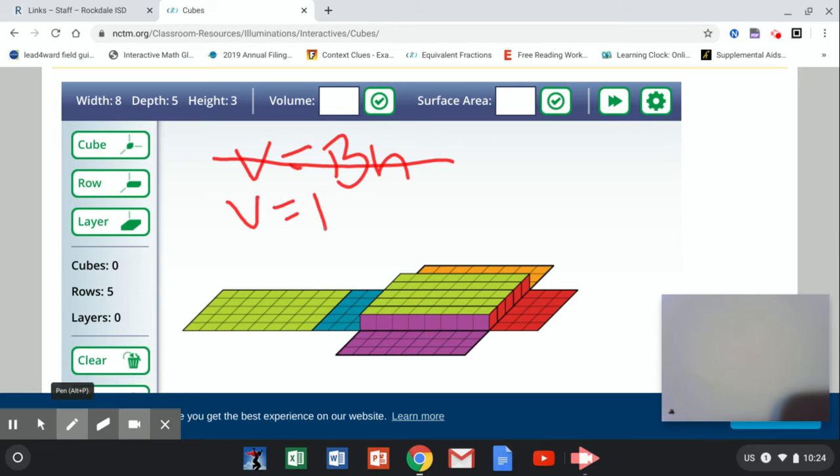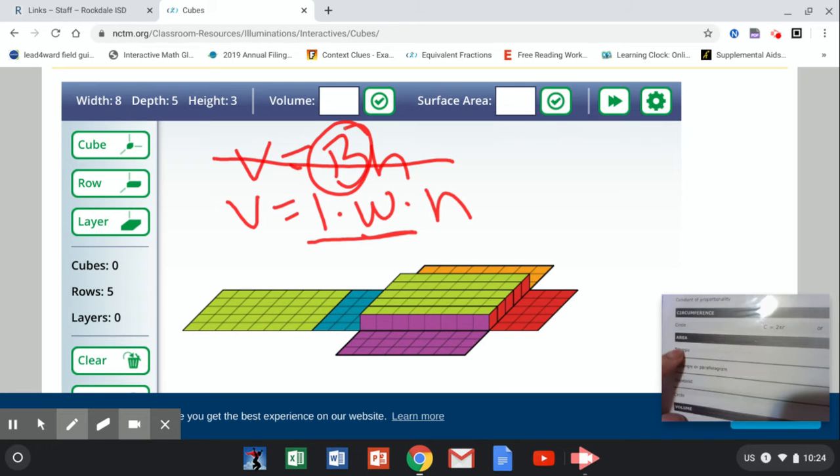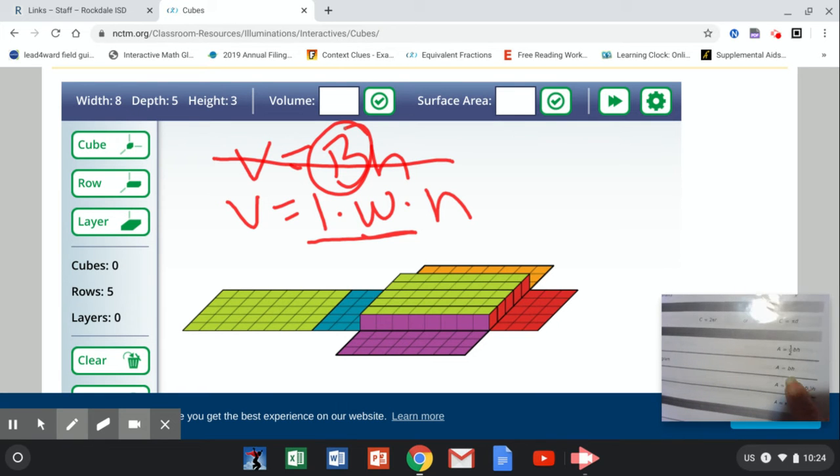So I'm going to rewrite this: volume equals length times width times height. This length times width was this capital B, okay? And I found that by going to the area formula, looking up rectangle, and it's base times height, which is the same as length times width for a rectangle. So then I'm going to plug in those numbers: volume equals length times width times height.